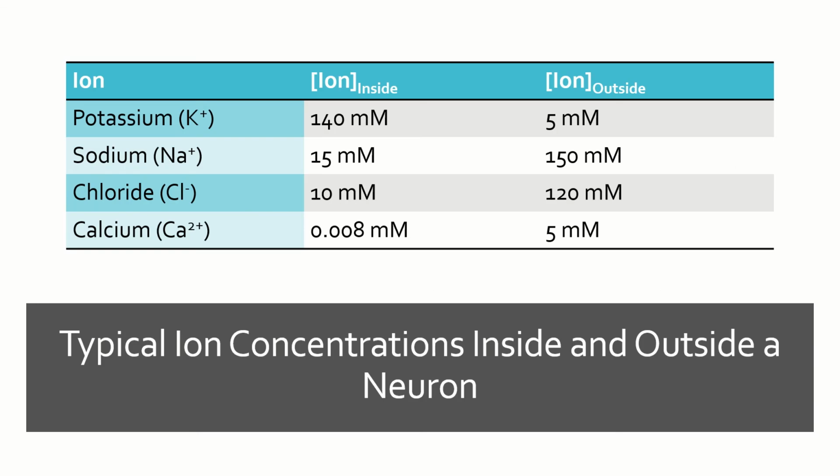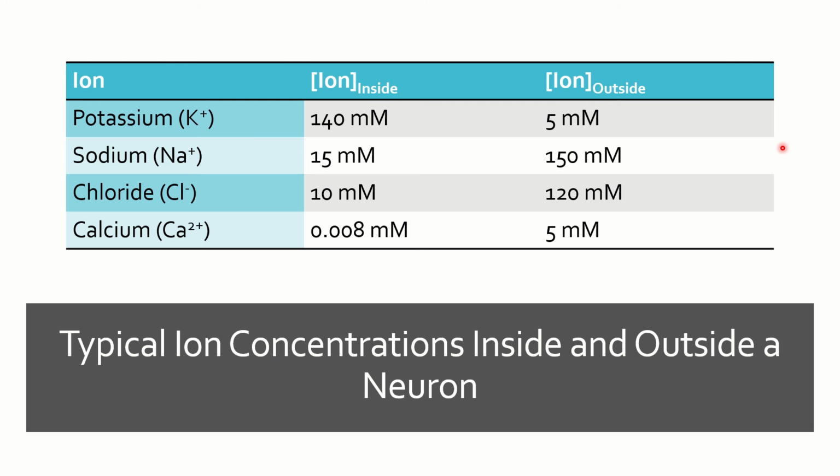We have here a table with some typical ion concentrations that are both inside and outside of a neuron. Potassium, on the inside we tend to have 140 millimolar. Millimolar is just a unit for concentration of especially things like ions or vitamins, minerals that are really small. But we have 140 millimoles of potassium on the inside of the cell, and only 5 millimoles on the outside of the cell. So if left to its own devices, potassium would flow from an area of high concentration on the inside of the cell to the area of low concentration on the outside of the cell.